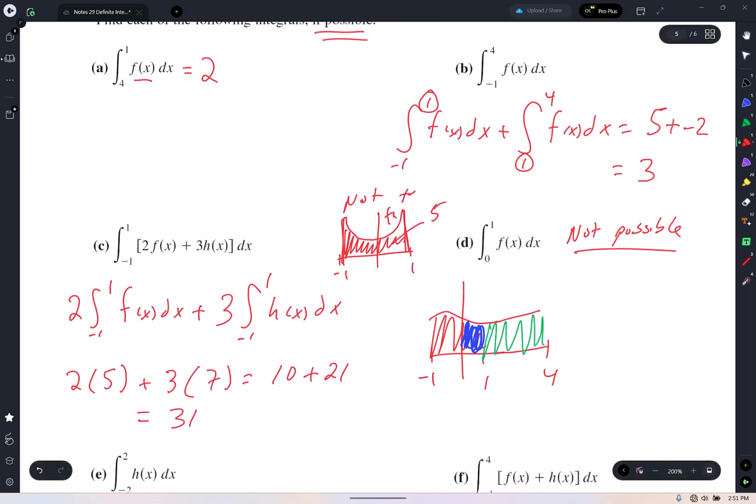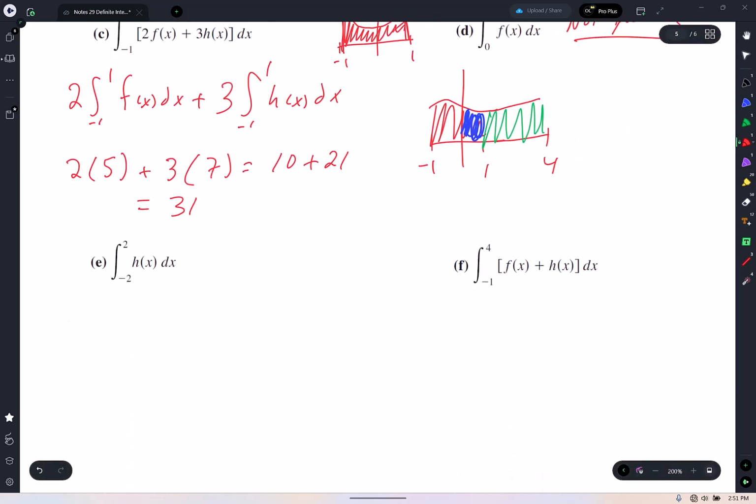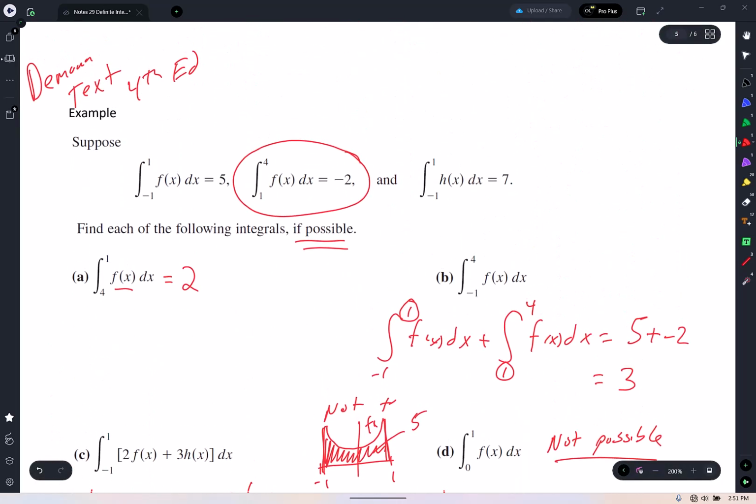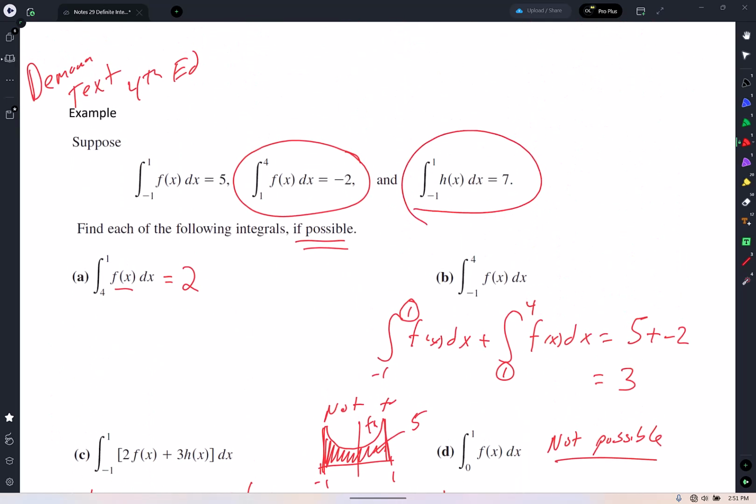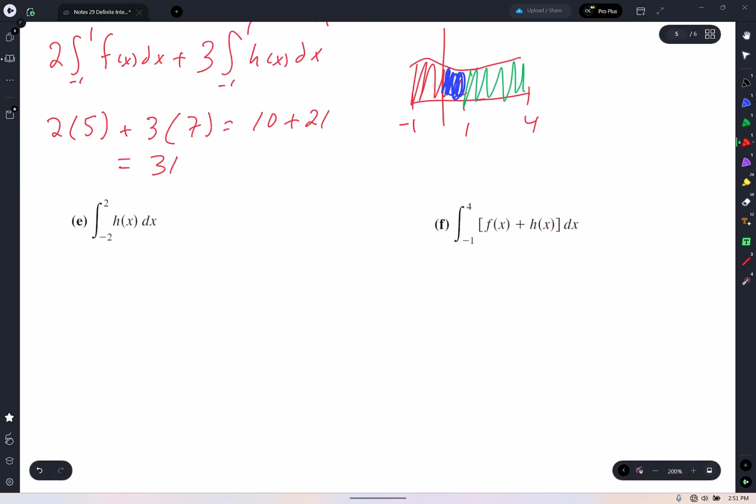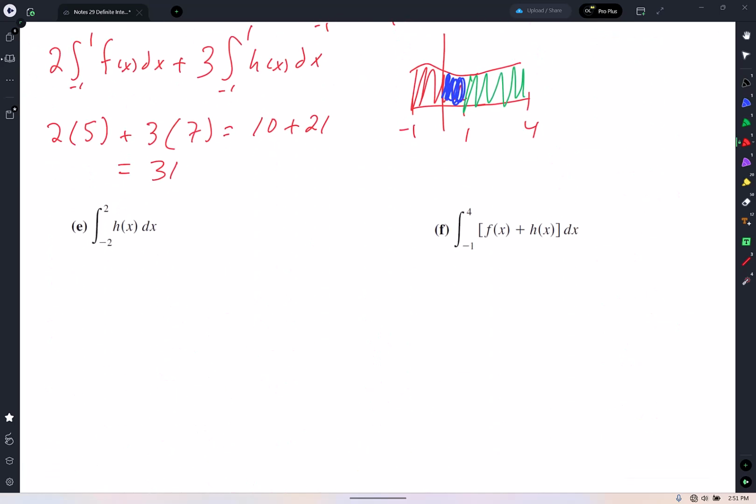Cool, not cool. All right, let's go to the next one. The integral from -2 to 2 of h of x. Well, look, guys, are -2 to 2 inside the domain of what they give you? No, we don't know what happens to the left of -1 and to the right of 1. So you don't know. So not possible either. Not in the domain.